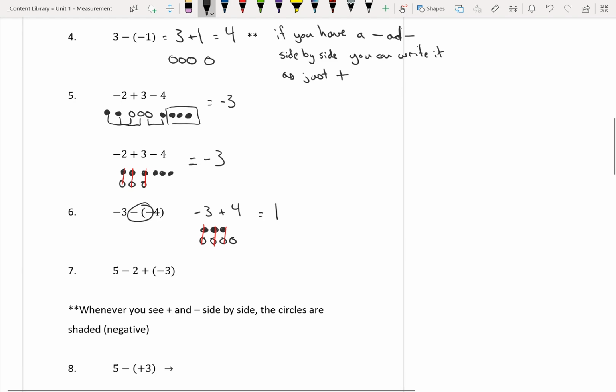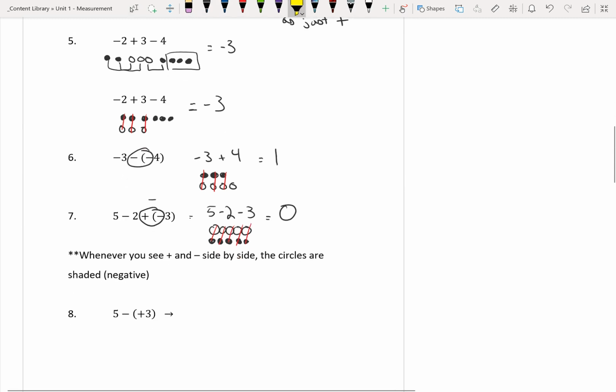Example 7, 5 minus 2 plus negative 3. We've talked before, if I see a plus and a negative, that has to become a negative. So I'm going to rewrite this as 5 minus 2 minus 3. And if I want to visualize it, I'm going to have my positive 5, 1, 2, 3, 4, 5, negative 2, then my negative 3, make 0 pairs, and I'm left with 0. There's nothing left over.